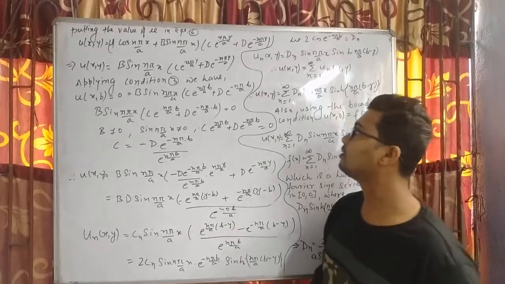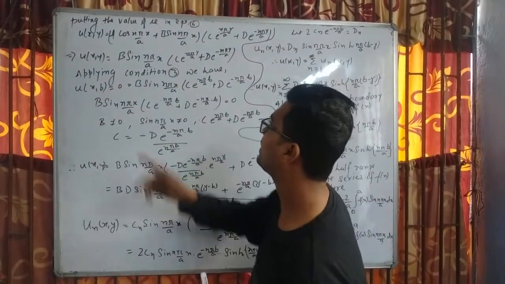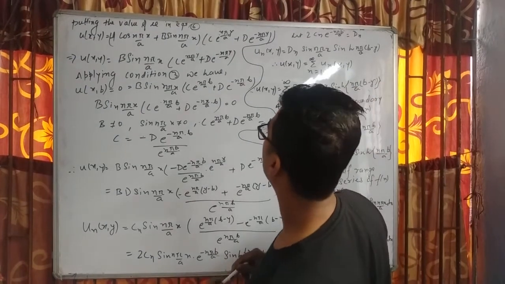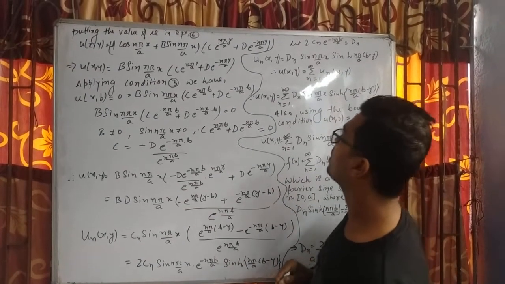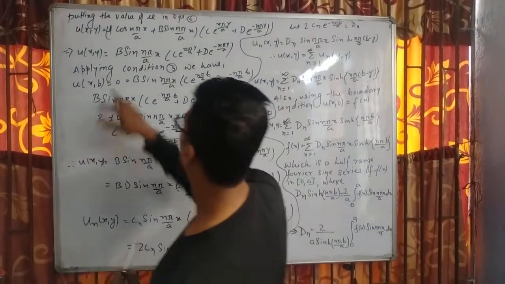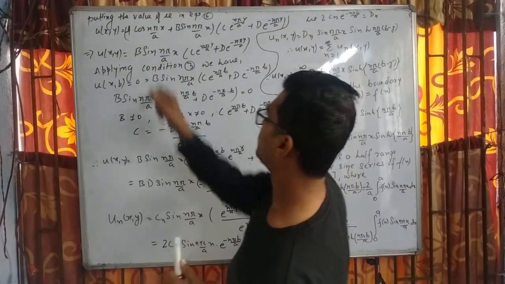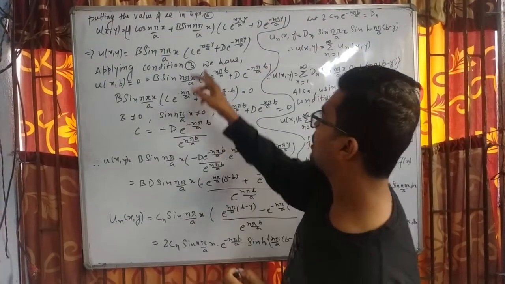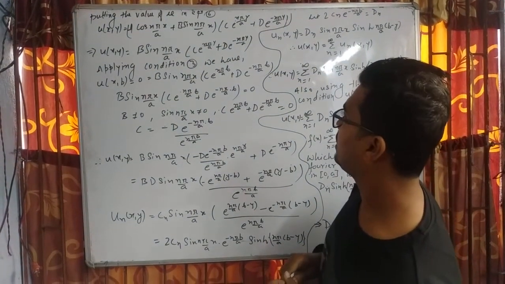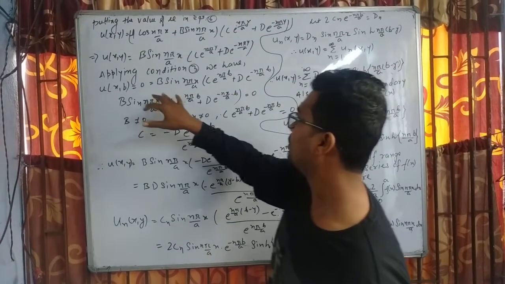So we have obtained the value of μ is equal to nπ by a, and we'll put it in our equation number 6. Then we get u(x,y) equal to (a cos nπx/a plus b sin nπx/a) into (c e to the power nπy/a plus d e to the power minus nπy/a). And now we'll put the value a equal to 0, which we had obtained earlier. So it becomes u(x,y) equal to b sin nπx/a into (c e to the power nπy/a plus d e to the power minus nπy/a). Now we'll put the third boundary condition, which was u(x,b) equal to 0 in this.